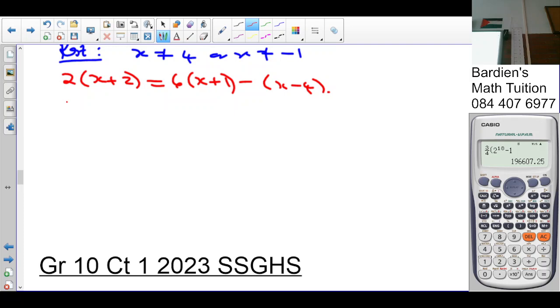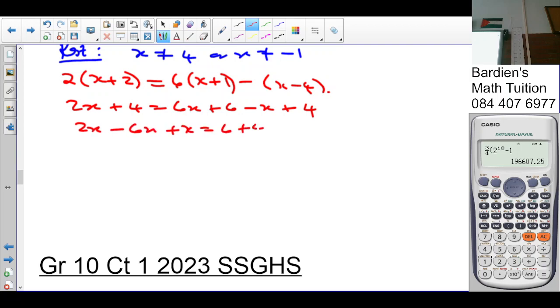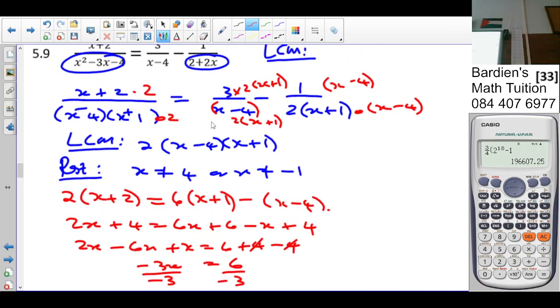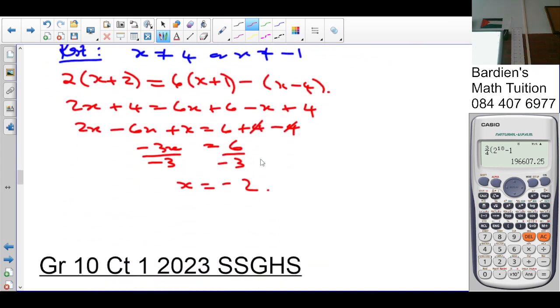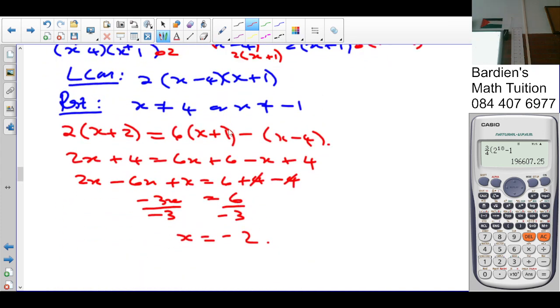Multiply that out, I get 2x plus 4 is equal to 6x plus 6 minus x plus. X is on one side, numbers on the other side. So it's going to be 2x minus 6x plus x equals 6 plus 4 minus 4, cancels. Okay? So divide by negative 3 both sides. So x gives you an answer of negative 3. So if you look at the restriction here, it doesn't violate any of those values. Okay?